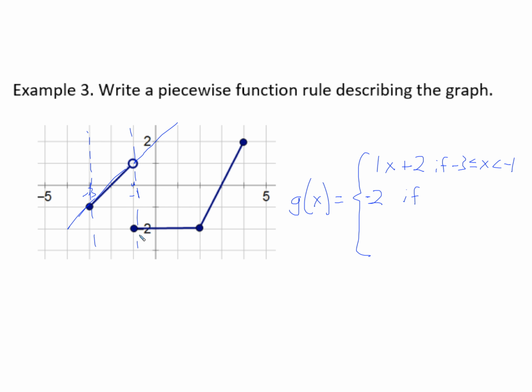From -1 up through 2. So we do if -1, it's closed, so it is less than or equal to x, which is less than or equal to 2. Remember, looking at our x value. So that gives me that section.